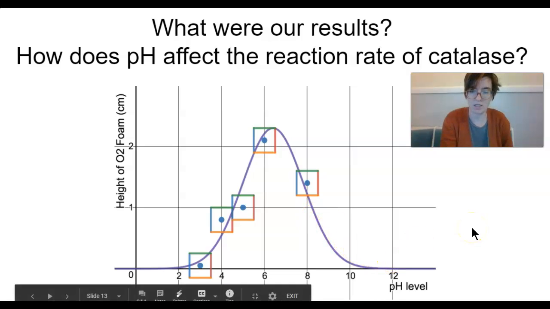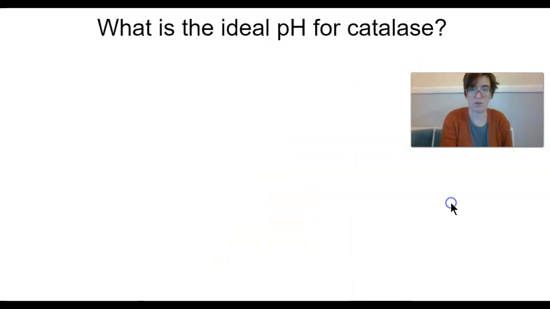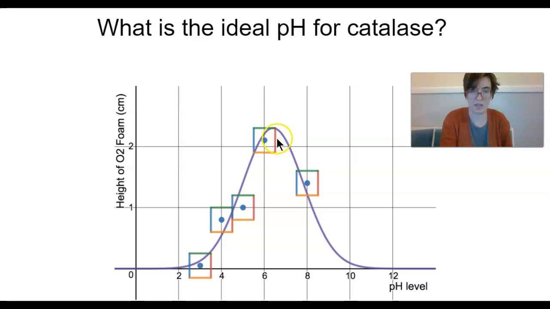So low numbers are acidic and high numbers are basic when it comes to pH. 7 is neutral. So you could describe in your own words what's happening here. How does pH affect the reaction rate? And like we said, the ideal pH is going to be at the peak of this curve here.